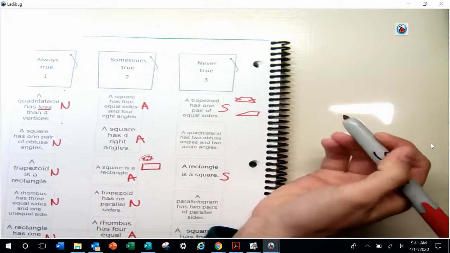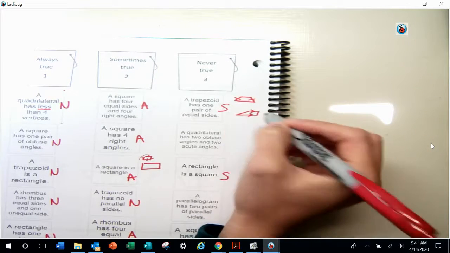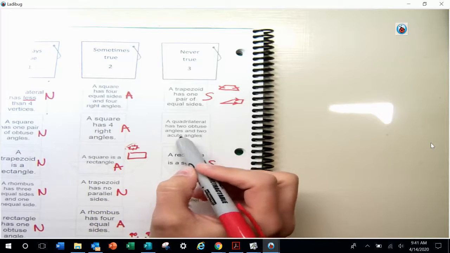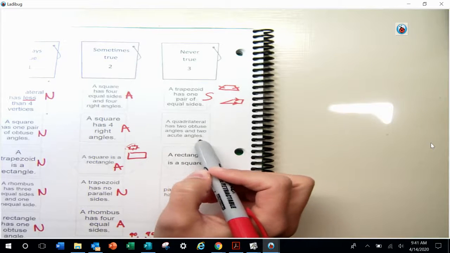We don't have any equal sides here. These are still parallel, so it's still a trapezoid. So again, sometimes true. A quadrilateral has 2 obtuse angles and 2 acute angles.